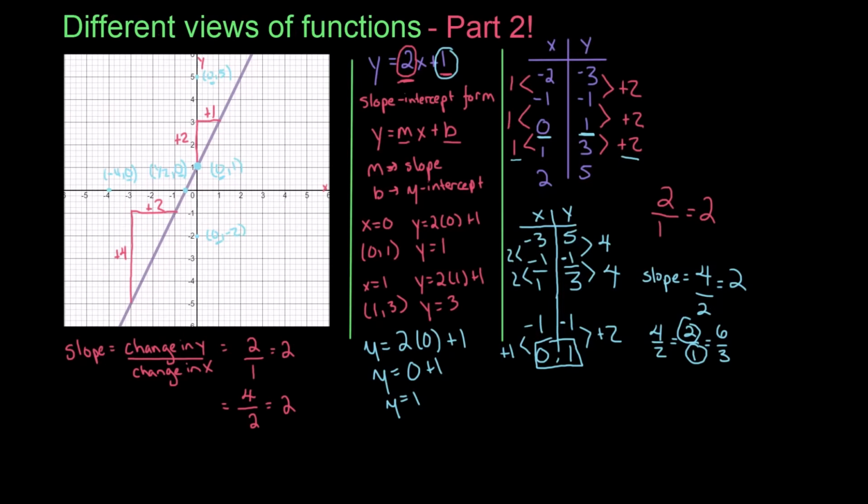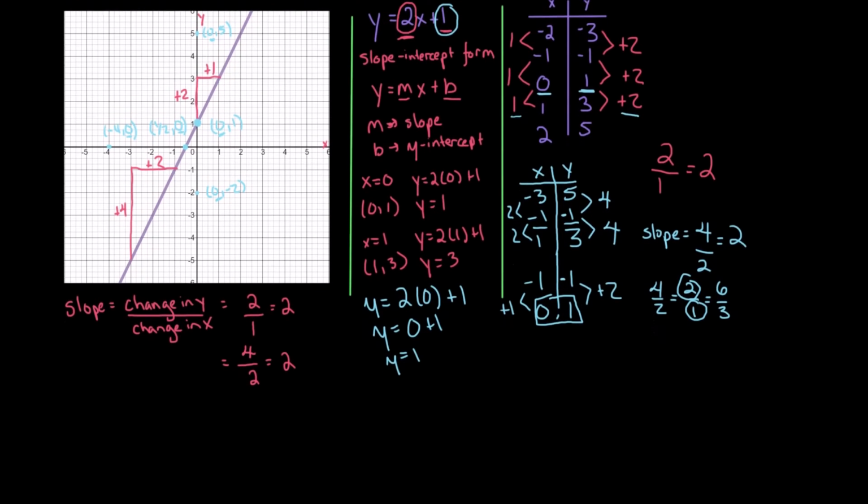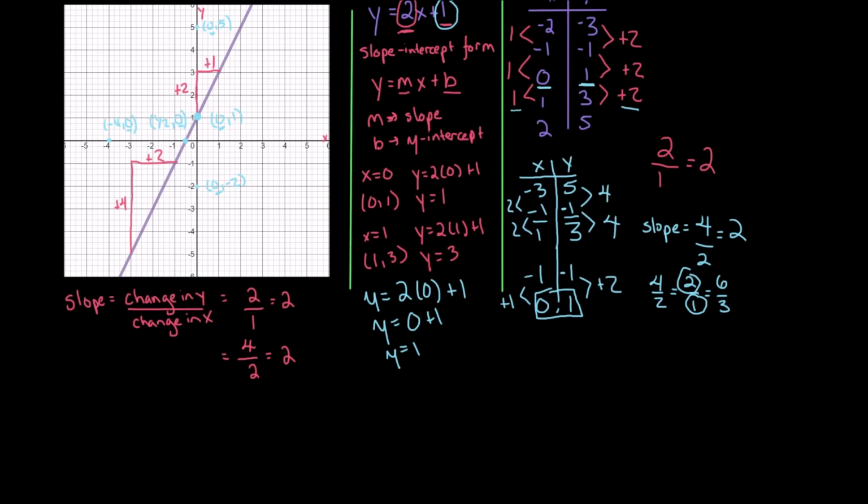And I'll go ahead and switch to yellow for this. So for our x-intercepts, I'm going to scroll down a little bit. To find our x-intercept, we just need to plug in 0 for y this time, and we're going to solve for x.